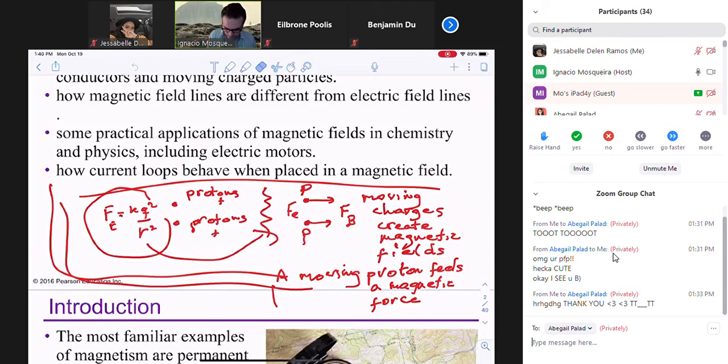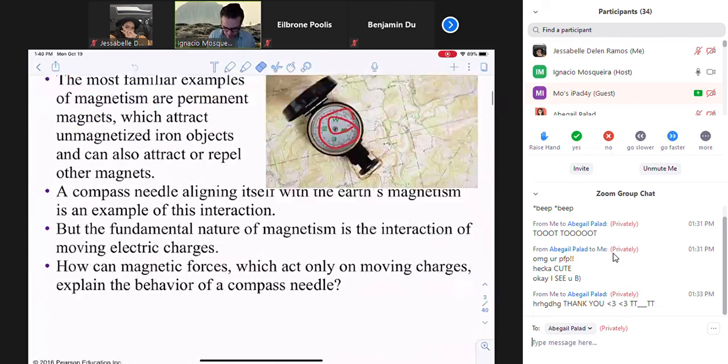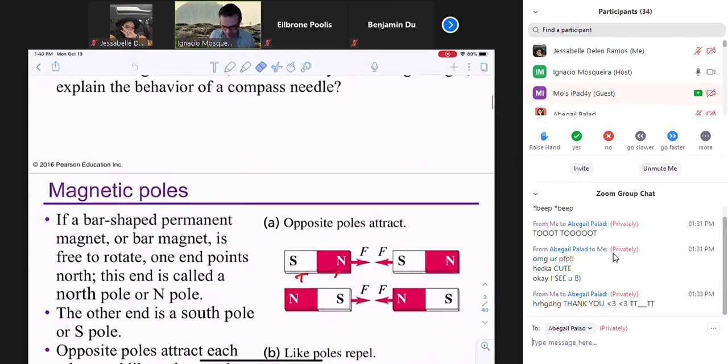Okay, so we start with the first piece. Well, this part is about the forces between poles.